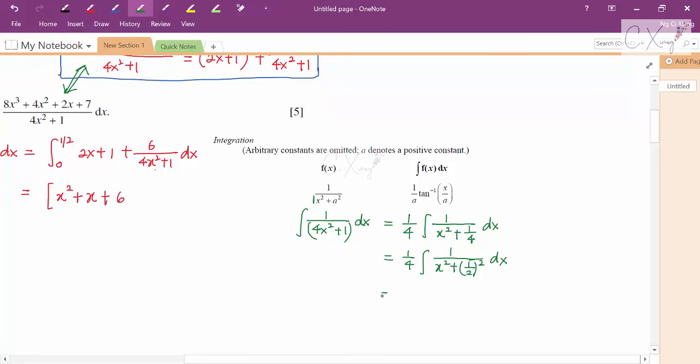Then we can straight away apply the formula here. 1 over x squared plus half squared is the function. After I do the integration, I'll get 1 over a, so 1 over half, because my a is equal to half here. Then I have tangent inverse of x over a. So we have x over a, and my a is again half.